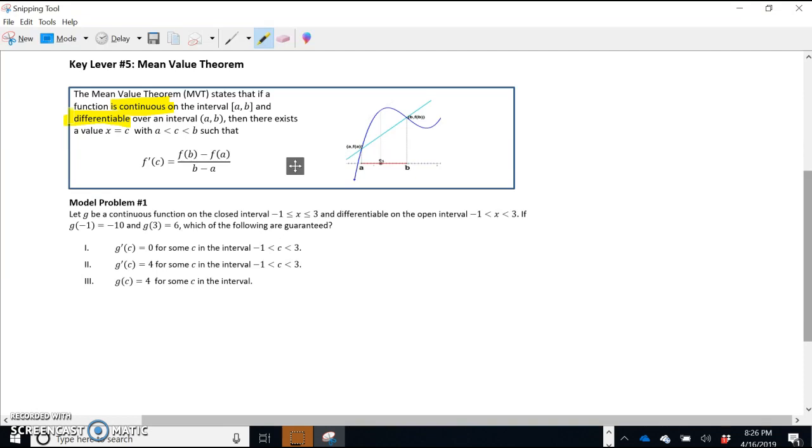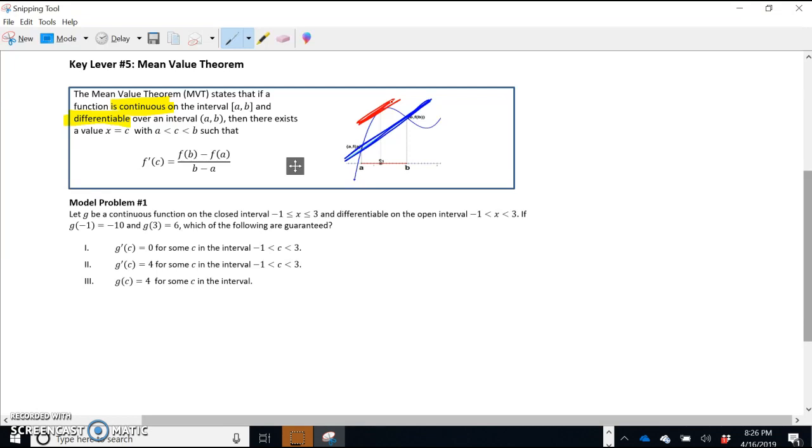Visually, what that's telling us is that the slope between any 2 points on a continuous and differentiable function is guaranteed to be equal to the derivative, which is the slope of the tangent line, somewhere in the interval. So you can see that those two lines are parallel because their slopes are the same. As long as the function's continuous and differentiable, that's a guaranteed known fact: the slope between the endpoints is equal to the derivative somewhere in the middle.